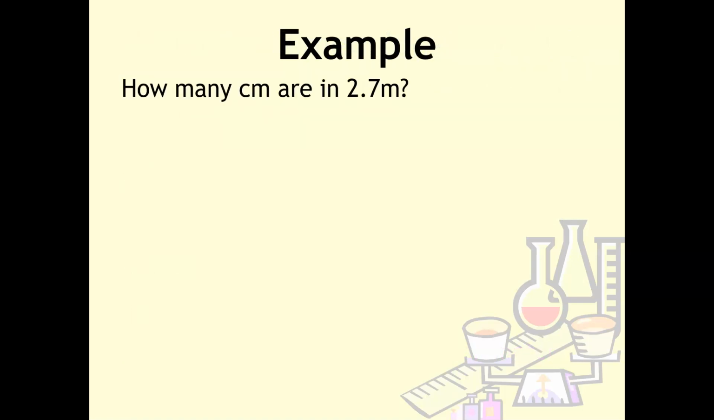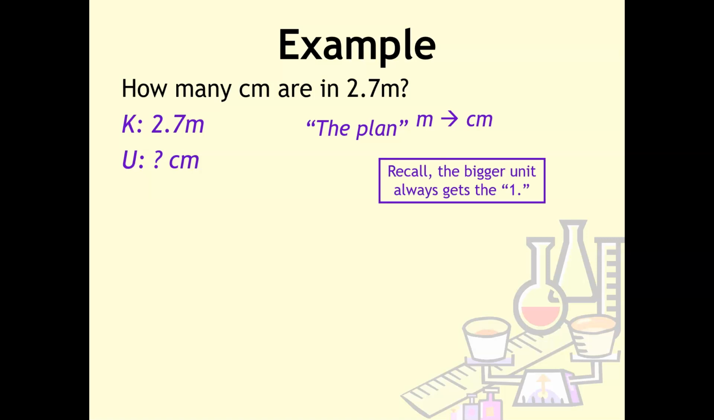Here's an example. How many centimeters are in 2.7 meters? So our known, we're extracting it from the problem, is 2.7 meters, and our unknown is how many centimeters is equal to that. Next up, we go to the plan. So we have to go from meters into centimeters, and we do know a conversion factor. We actually saw one on the previous slide. Remember, centi is small compared to meter, so that means that we're going to have 1 meter equals 100 centimeters.